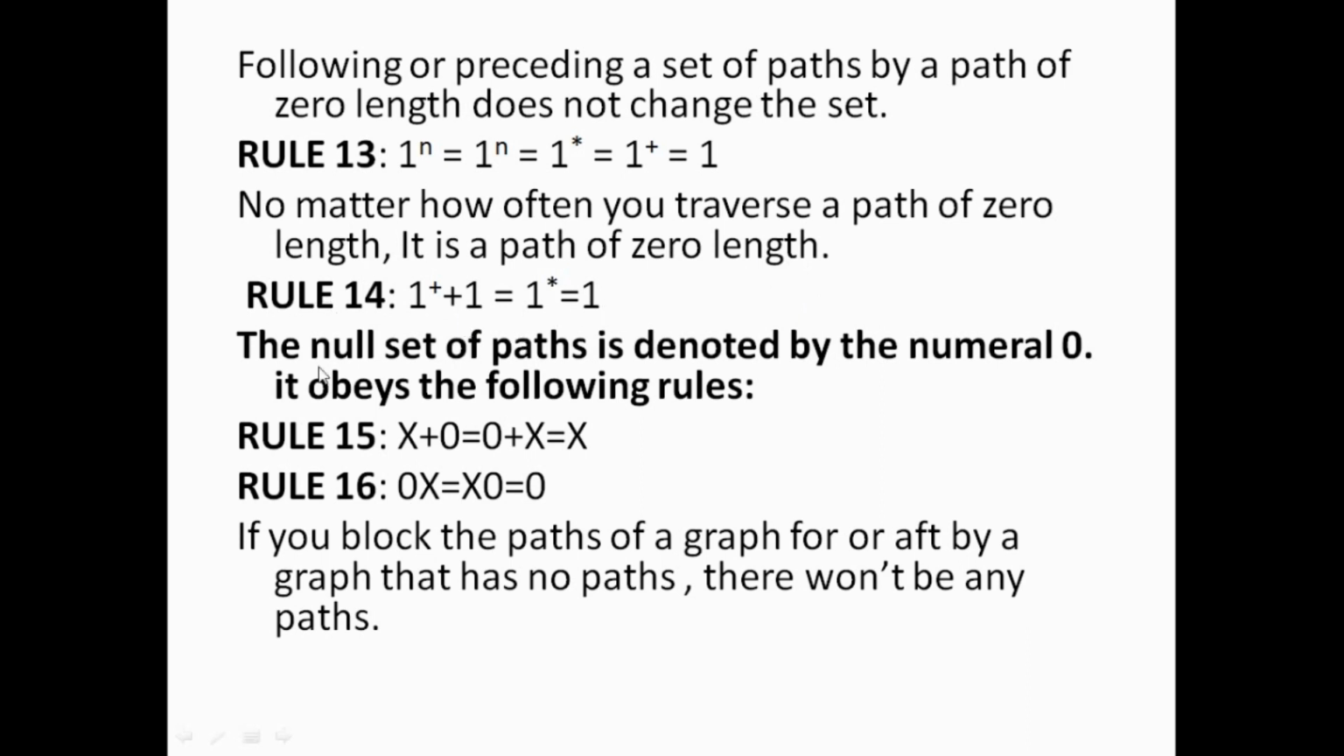So this is rule 14. The null set of paths is denoted by the numeral 0. It obviously follows these rules. Rule 15: x plus 0 equals 0 plus x, which equals x. Rule number 16: 0x equals x0, which equals 0.